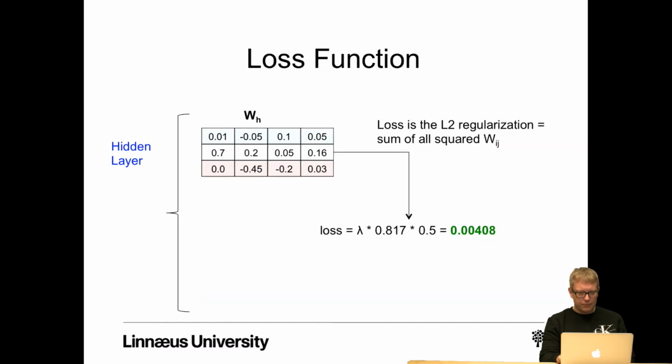The hidden layer has its own set of weights, and loss in this case is the L2 regularization, the sum of all squared weights in the weights matrix, divided by 2 and multiplied by the lambda. So in this case the loss is 0.00408.